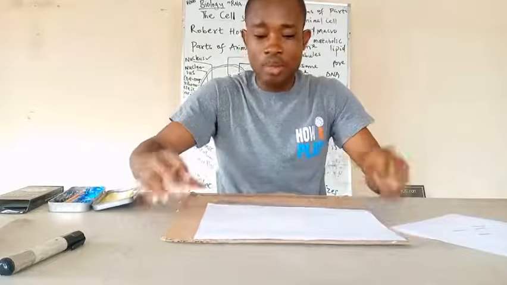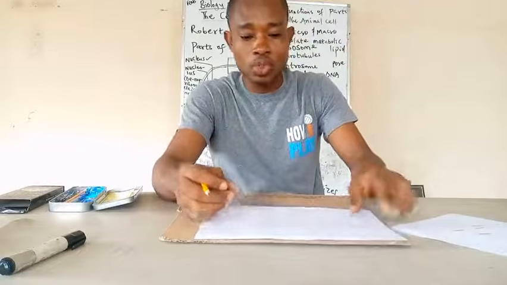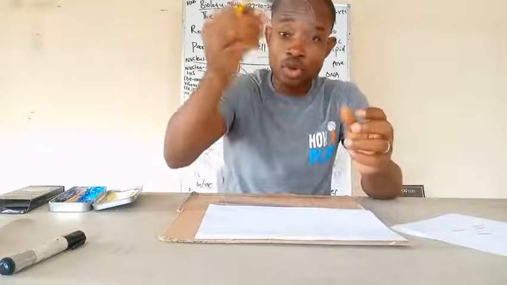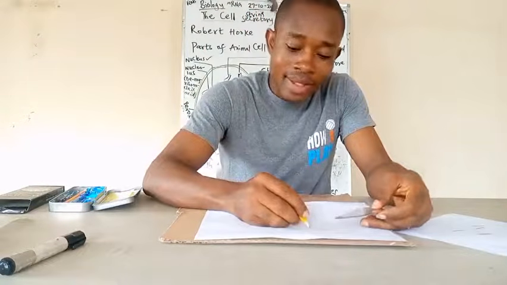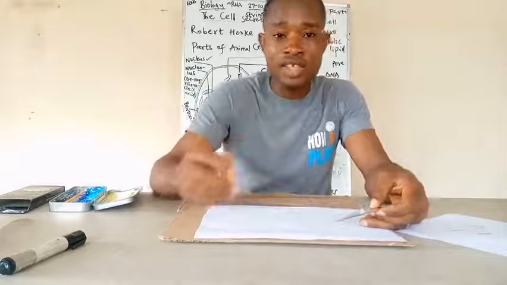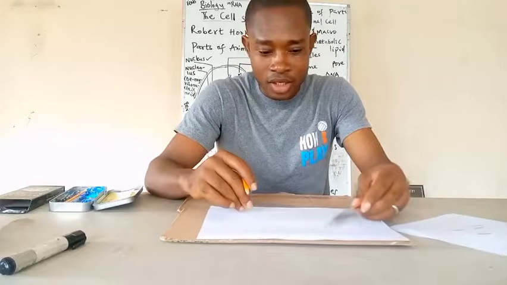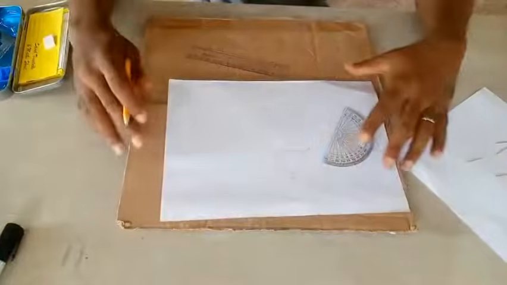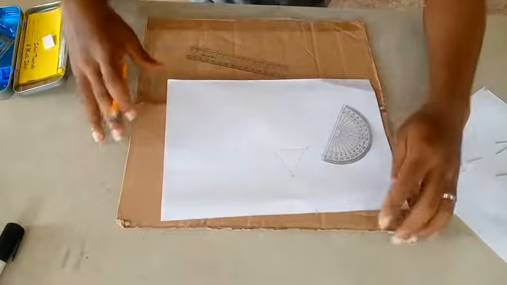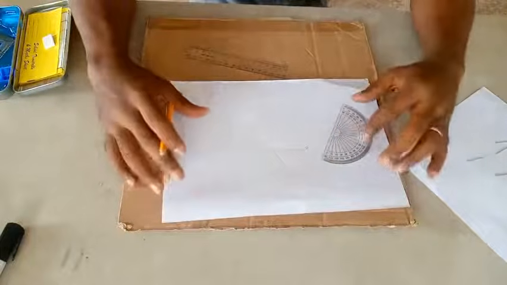So I want to draw my normal now. To draw my normal, I'm going to place my protractor at a point along face AB. Now I'll show you this better. So just watch as I do that. Okay, so I believe you can see this clearly now.